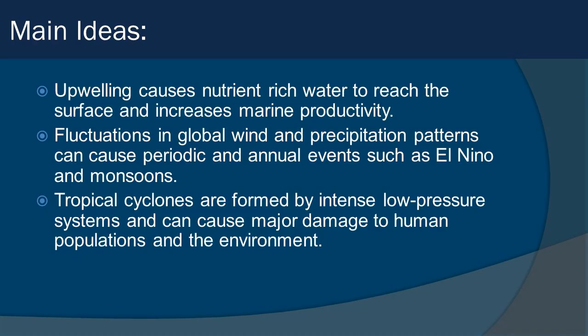So checking out our main ideas, first off, we're going to talk about upwelling and how that causes nutrient-rich water to reach the surface and increase marine productivity. Then we're going to look at the fluctuations in global wind and precipitation patterns that can cause periodic and annual events such as El Nino and monsoons. And finally, we'll talk about how tropical cyclones are formed by intense low-pressure systems and can cause major damage.